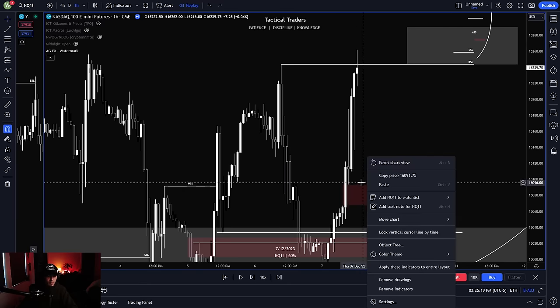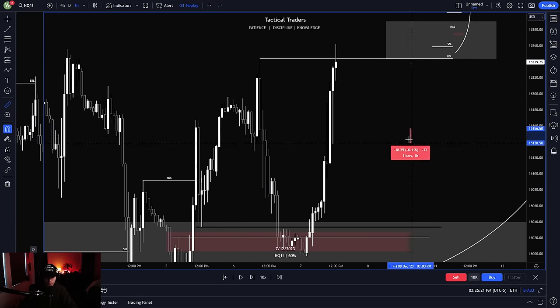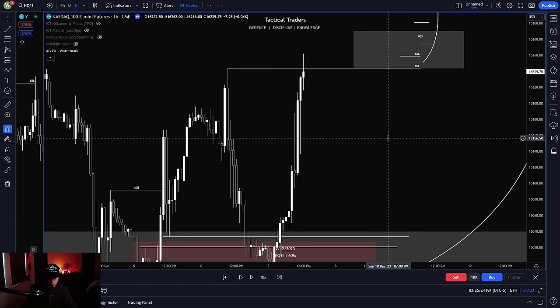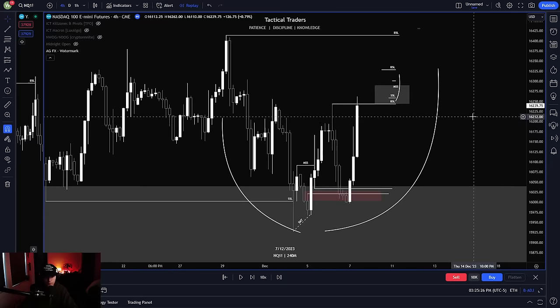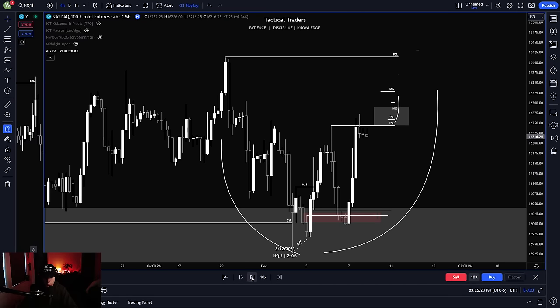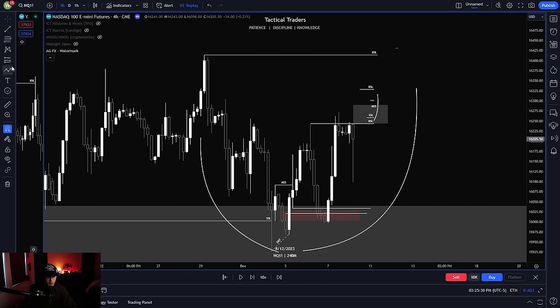Okay. But we never end up coming back to it. We just end up going straight down, straight up. I don't touch it here. Okay. The bigger time frame model is still playing out. At this point in time, we recognize that this is most likely going to be the buy model. We end up coming back down again. Where to? Equilibrium of the previous range. Where to? Back to the inefficiency.